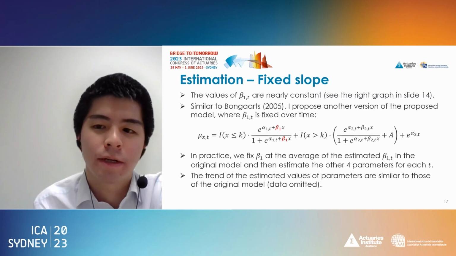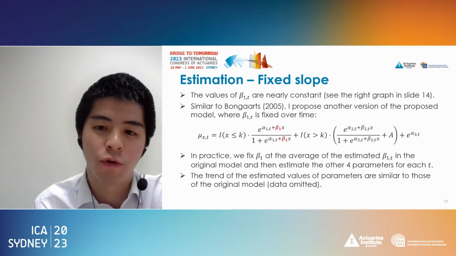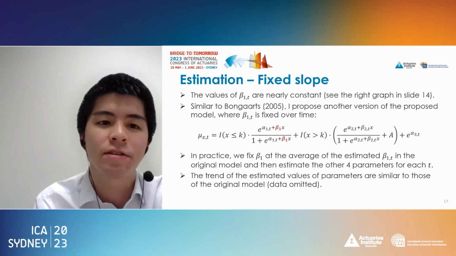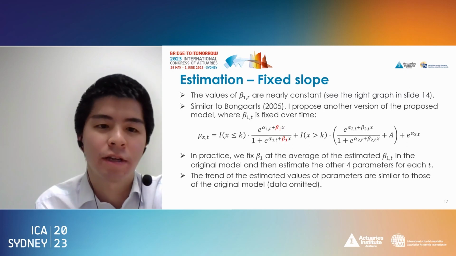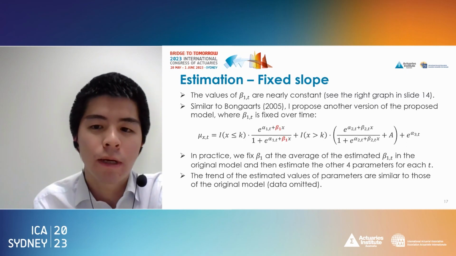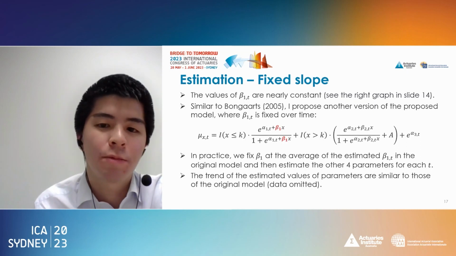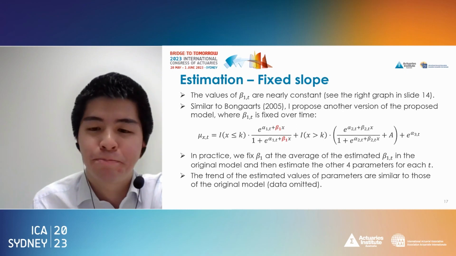In practice, we first estimate the 5 parameters of the original model and obtain the fixed value of beta 1 as the average of the beta 1 t's. Then we estimate the remaining 4 parameters again. The behaviors of the estimated parameters are similar to those of the original model. So here I omit the data.